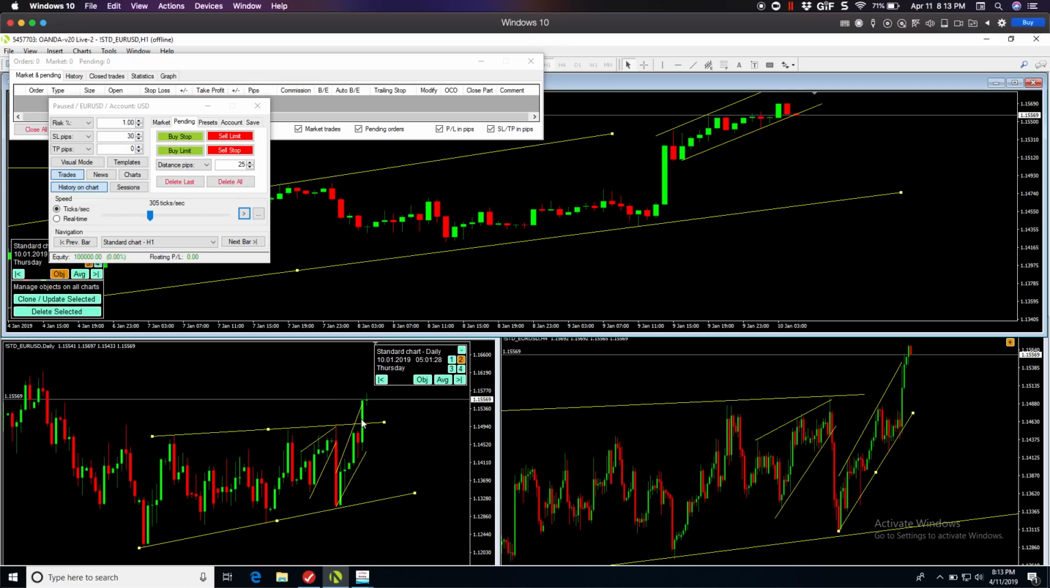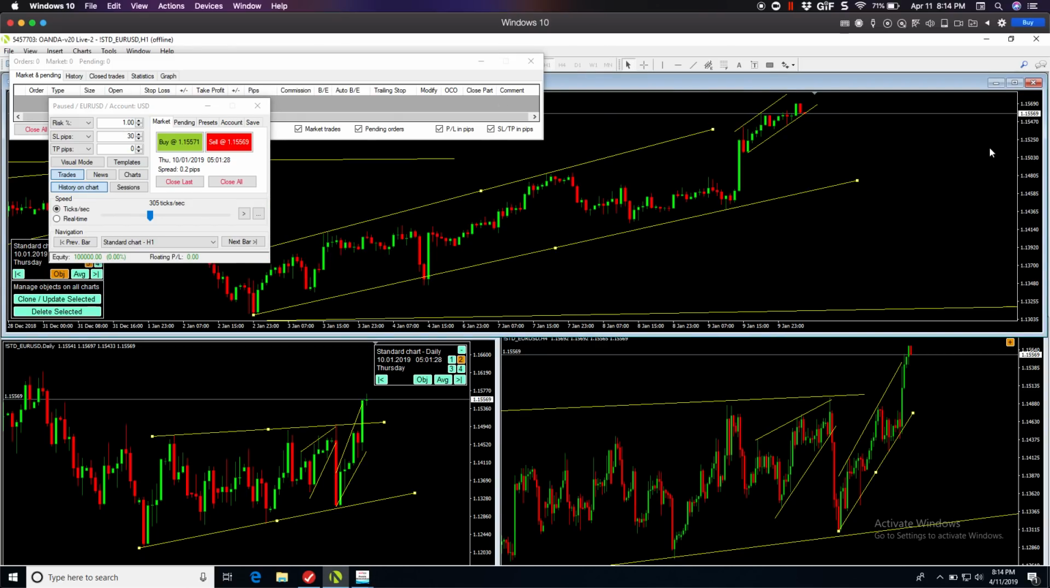The daily was really impulsive. That's really the only thing we have against us in this case, but I think looking at it, everything else is kind of in place. So instead of taking that pending order I was talking about, let's just take a market order. Zoom this out just a little bit.